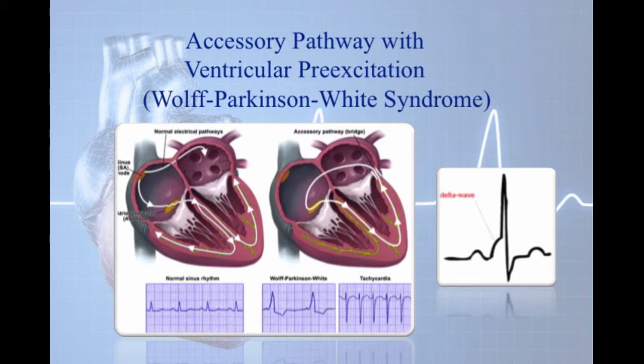AV node blockers should be avoided in atrial fibrillation and atrial flutter with WPW or a history of it. This includes adenosine, diltiazem, verapamil, or other calcium channel blockers or beta blockers. They can exacerbate the syndrome by blocking the heart's normal electrical pathway, therefore favoring a 1-to-1 atrial to ventricular conduction through the pre-excitation pathway, potentially leading to unstable ventricular arrhythmias.